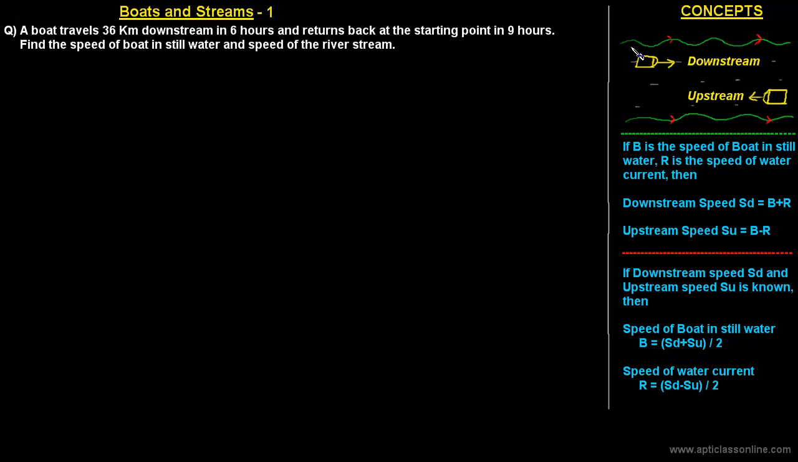In this diagram, I have shown a river. The river is flowing from left to right direction. The direction is shown with this red arrow. So if a boat is moving in the direction of the current, in the direction of the river flow, then it is known as downstream. And if the boat is moving against the water current, against the direction of the water flow of river, it is known as upstream.